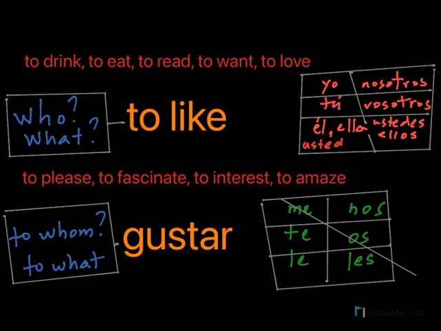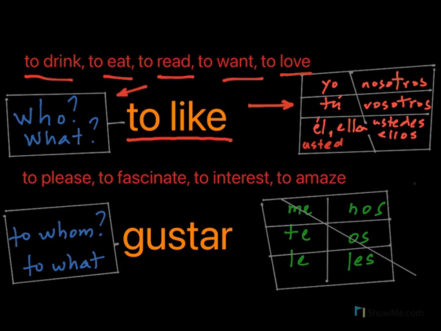Let's take a look. There are two main groups of verbs, the same in English and in Spanish. To drink, to eat, to read, to want, to love, all of them will be used with the subject pronoun. I drink, I eat, I read, I want, I love. Make sense? So these are the subject pronouns. And to like in English belongs to that group. So you are going to use in Spanish the subject pronouns. Yo, tú, él, ella, usted, nosotros, vosotros, ustedes, ellos.